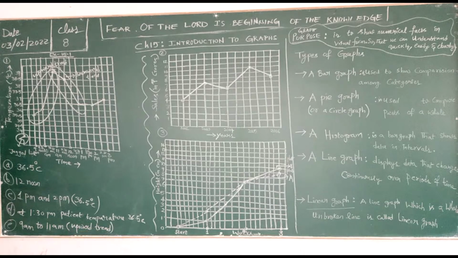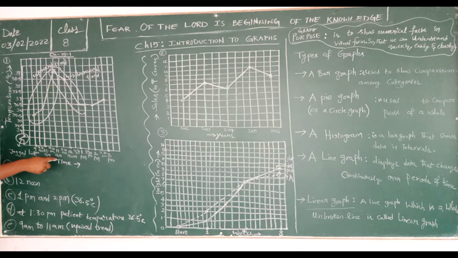I hope you all understood. If they ask in your examination for downward trend timing, you need to write from which time to which time it is a downward trend. So it starts from 11 a.m. and ends at 1 p.m. So upward trend timing is 9 a.m. to 11 a.m. and downward trend is 11 a.m. to 1 p.m. Okay. All right.